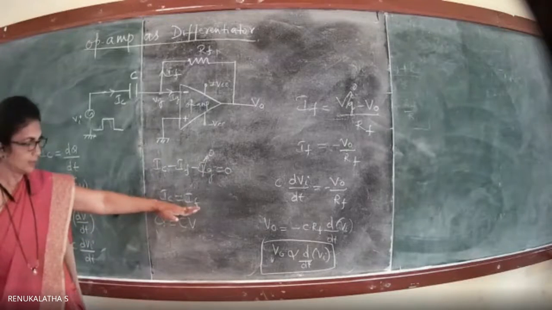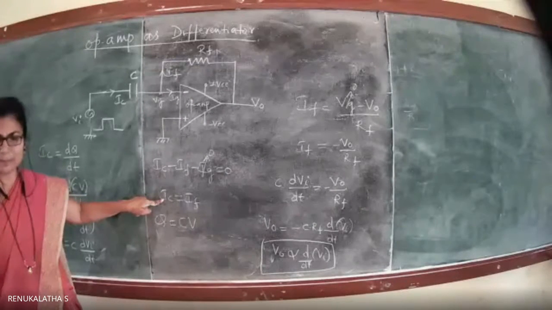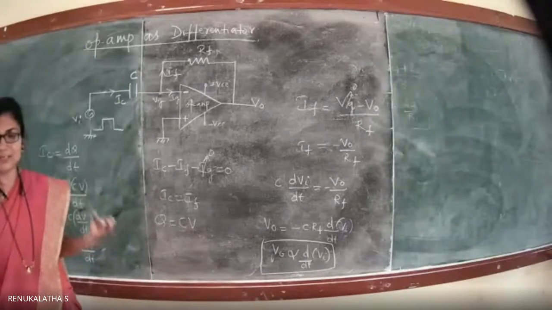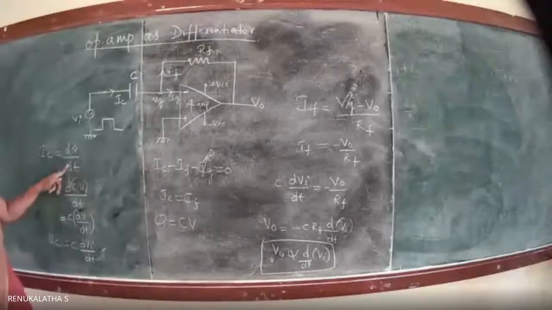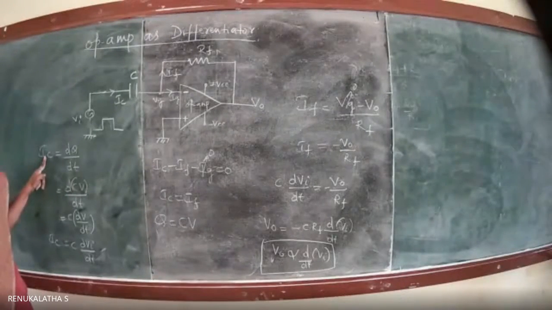This is very important. Now what are we finding? We want to find IC, the current through the capacitance. How do we find the current through the capacitance? For that we need charges, because the rate of flow of charges is current. Any doubt at this point? No, ma'am, it's clear.